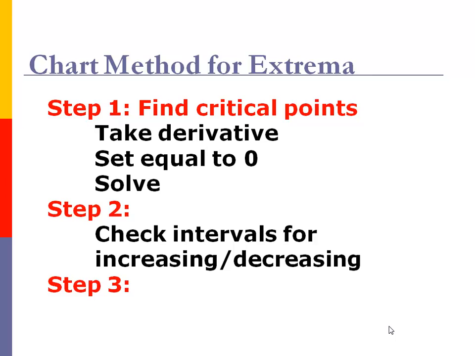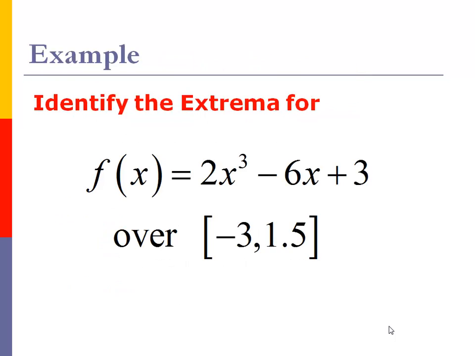And then step number 3, don't forget about your endpoints, because another area where you could have your max or min is at the end of the roller coaster ride in that one example I gave. Okay, so here's our first example. We're doing the function f of x is equal to 2x to the third minus 6x plus 3. And we're going on the interval from -3 to 1.5. We're including those x values, those endpoints, and so we need to check them.